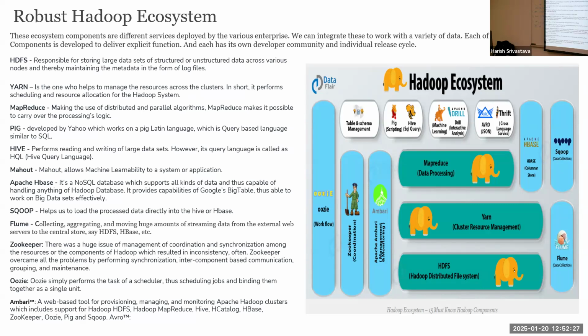The other components are called Pig and Hive. Pig scripting and Hive SQL queries are used for querying the data from the database. It's like a SQL editor. Type a query and you can extract the data.